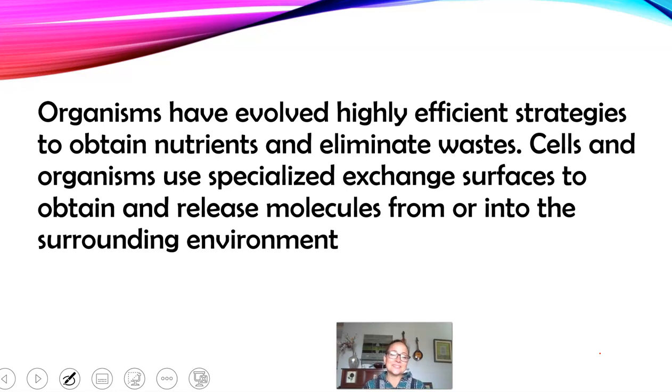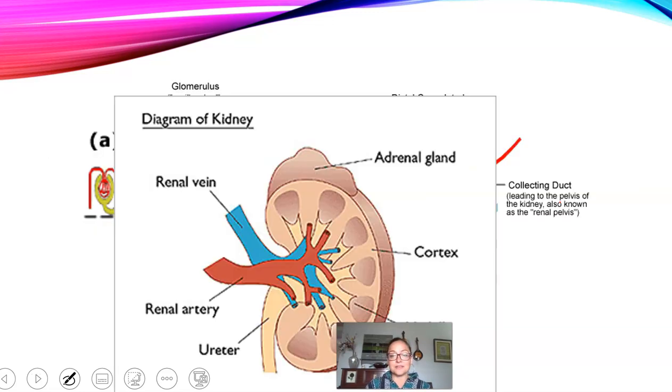Okay, so organisms have evolved highly efficient strategies to obtain nutrients and eliminate wastes. So we're going to look through the next couple slides at different ways that organisms do this, some examples. And then cells and organisms use specialized exchange surfaces, like for gas exchange, to obtain and release molecules from or into the surrounding environment.